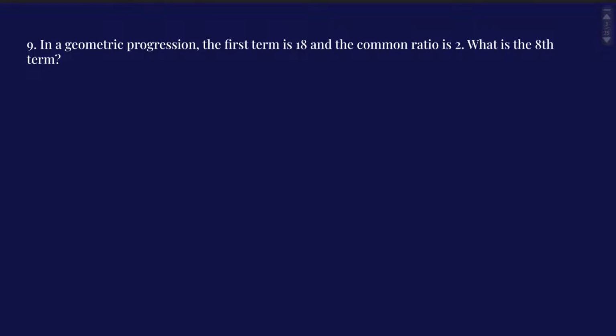The first term is 18, the common ratio is 2. What is the eighth term? So the first term is 18, which is generally denoted by a. The common ratio is 2. The common ratio is generally denoted by r. So we have to find the eighth term. The formula for the nth term is ar to the power n minus 1. So a into r to the power 8 minus 1, that is 7.